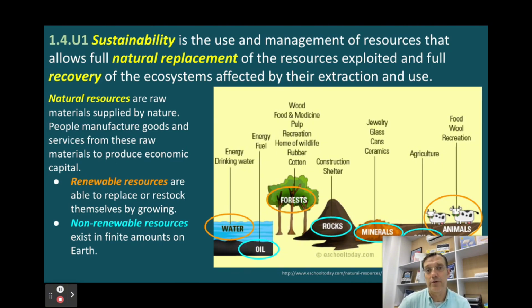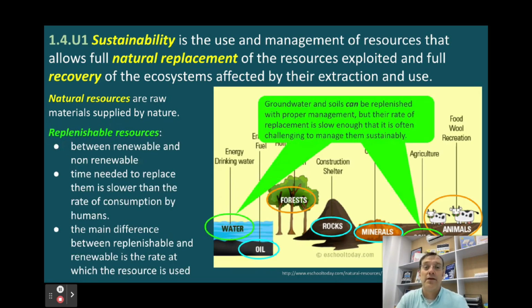You probably studied natural resources at some point in primary school, but just to recap very quickly, natural resources are materials and services that people use for one purpose or another, and we generally categorize them as either renewable, because they can be replaced or restocked, or non-renewable because they're finite, and you see some examples of each of those here on the screen.